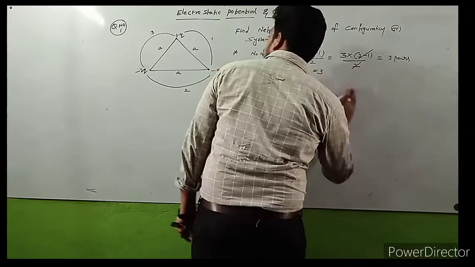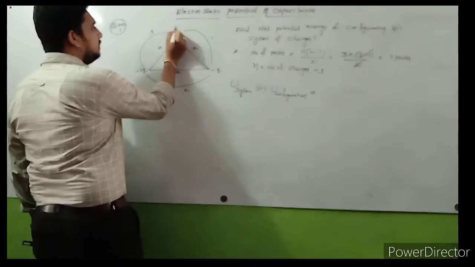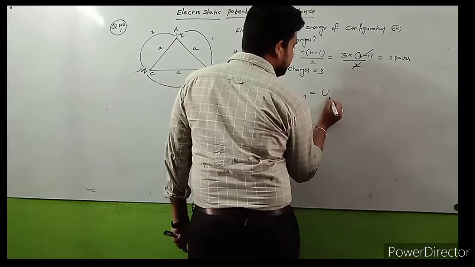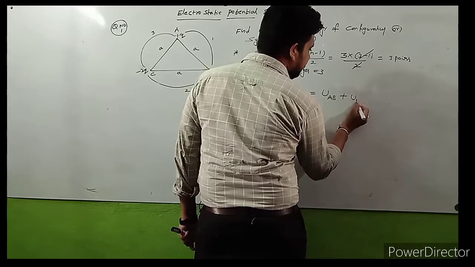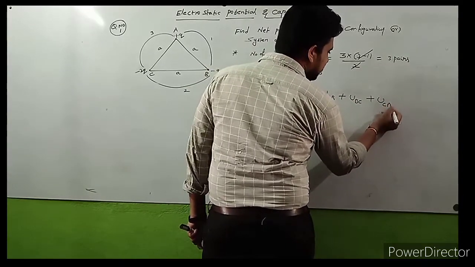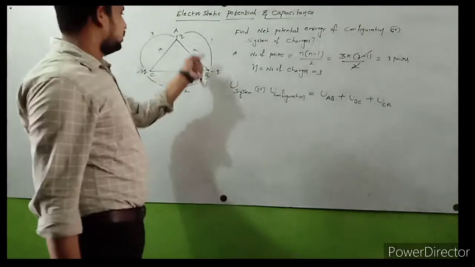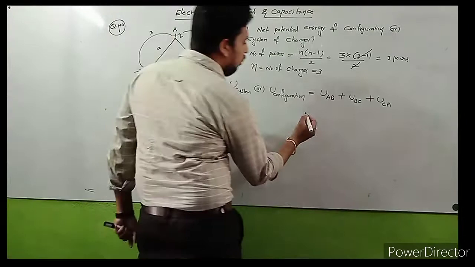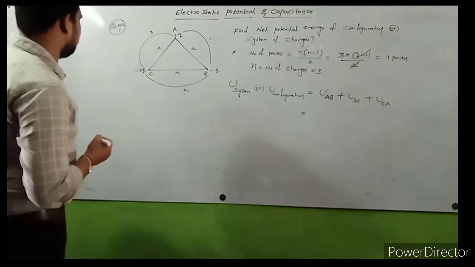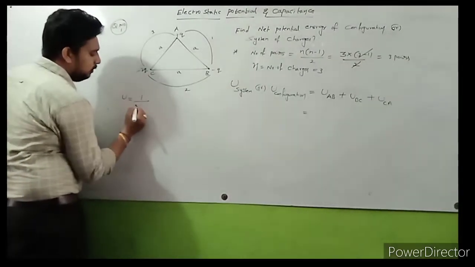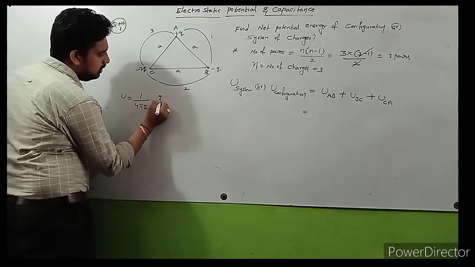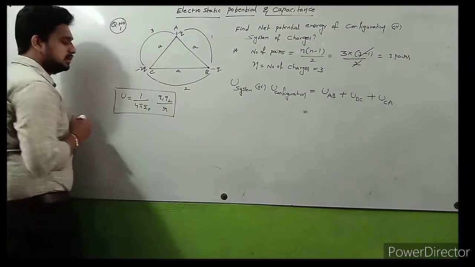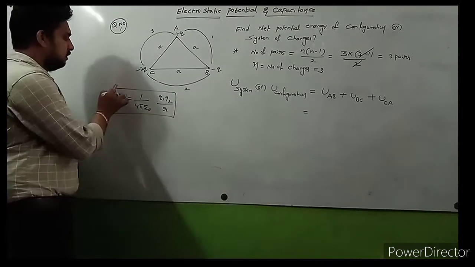Before applying this, let us consider this is some point A, this is point B, this is point C. That means potential energy between AB, between BC, and between CA. If you add all three potential energies, we get the total potential energy of the system. How to find potential energy? You already know the formula: U is equal to 1 by 4 pi epsilon naught Q1 Q2 by R. Am I right? This is the general potential energy formula.